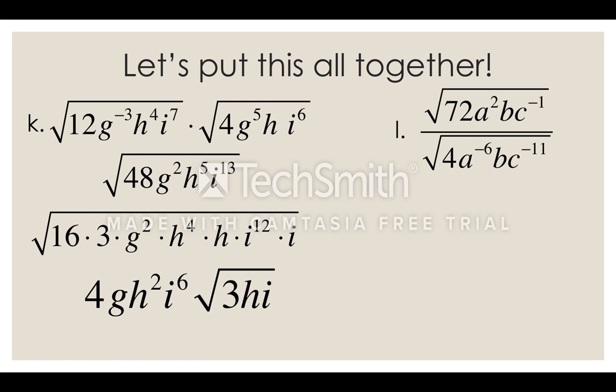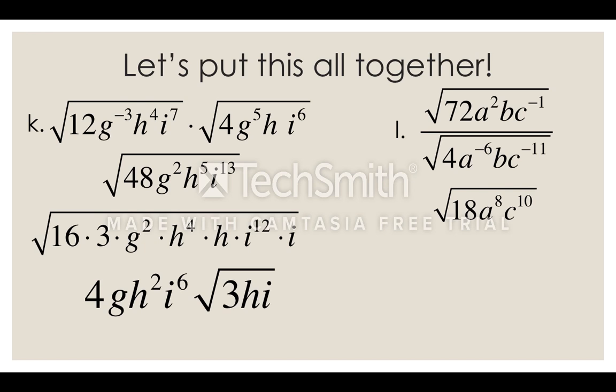Last one, this time we're dividing, so let's divide everything and put it under one square root and then simplify. So let's look at the coefficients first. 72 divided by 4 is 18. This time when we divide variables, we're going to subtract the exponents. So a squared divided by a to the negative 6, you're going to take 2 minus negative 6. So that would be 2 plus 6, which is 8. B divided by b, you would have 1 minus 1, which cancels out.